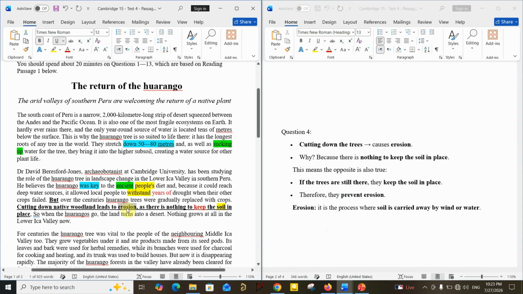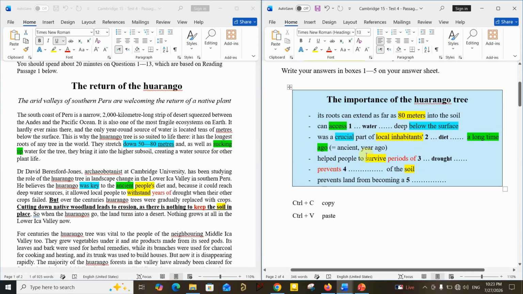I'm going to copy and paste, use Ctrl+C and Ctrl+V. It's really important to use Ctrl+C and Ctrl+V in order to avoid spelling mistakes, because if you make spelling mistakes in your IELTS exam, your right answer is considered a wrong answer. And if you're taking the paper one, be careful with your spelling.